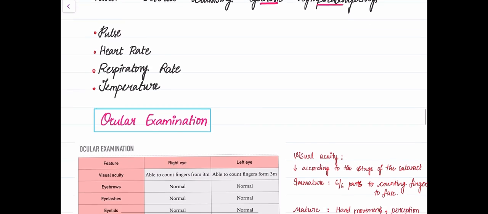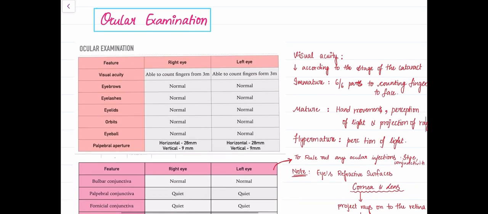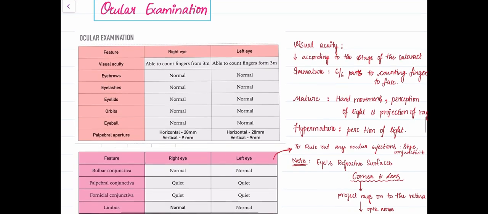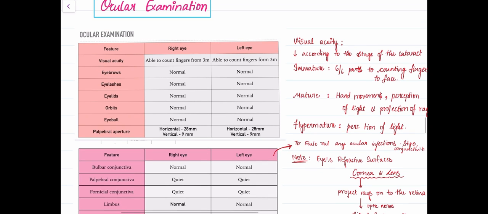Then moving on to the ocular examination, the most important. So in ocular examination, I'm going to explain this in a series of tables. So the first thing is visual acuity. As we have said, the chief complaint is diminution of vision. So visual acuity is something that measures this diminution of vision. So how do we measure this visual acuity?